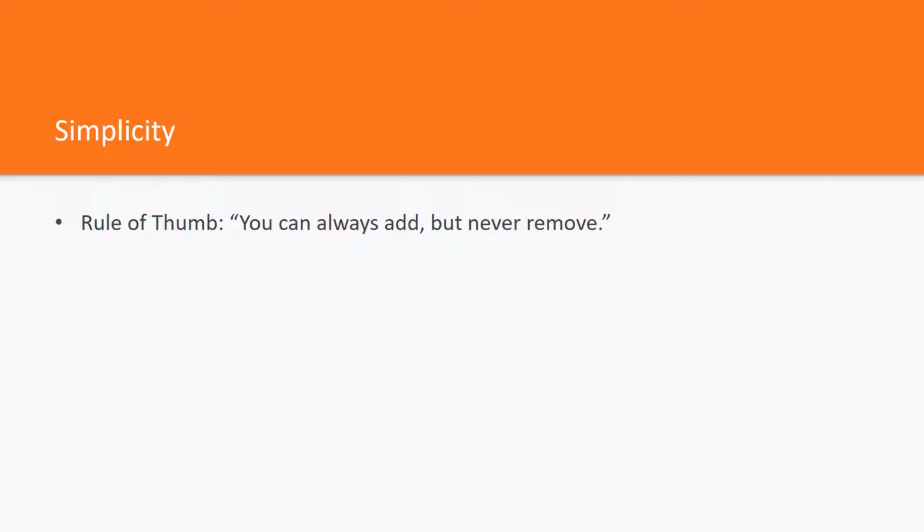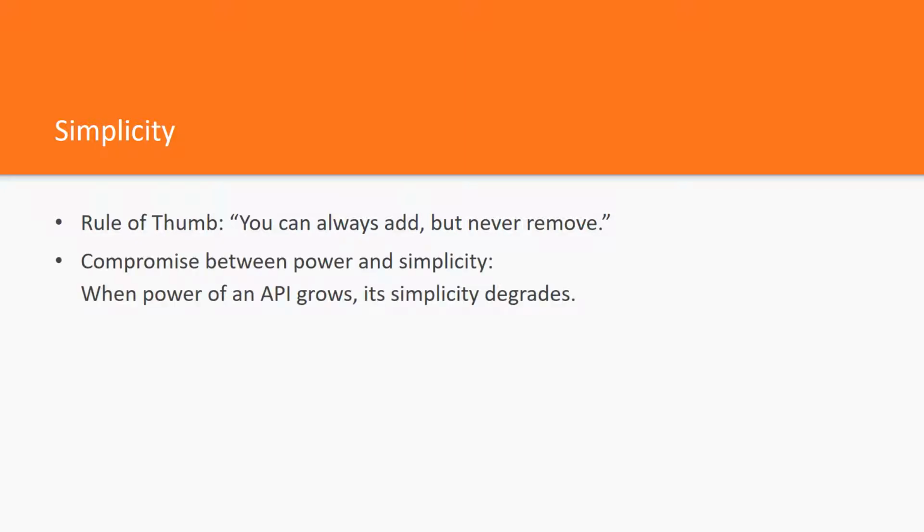So here, we face a compromise between power and simplicity. When power, or in other words, abilities expressed in functionality of an API grows, its simplicity degrades. The balance is hidden somewhere in the golden mean. So one of the most interesting questions here is how to estimate the simplicity of an API. Unfortunately, there are no algorithmic ways to calculate any meaningful coefficients of simplicity of an API.